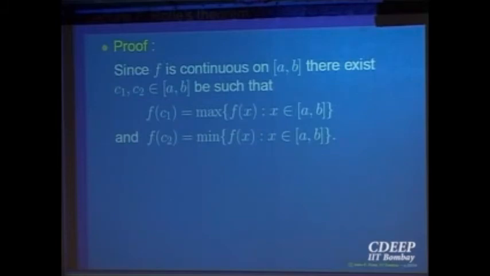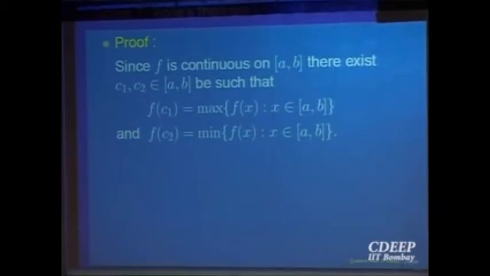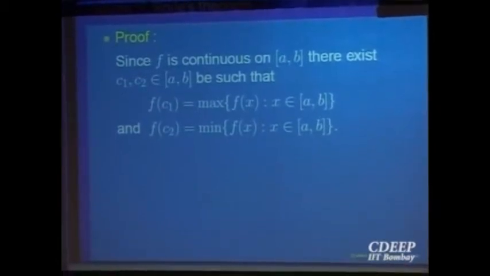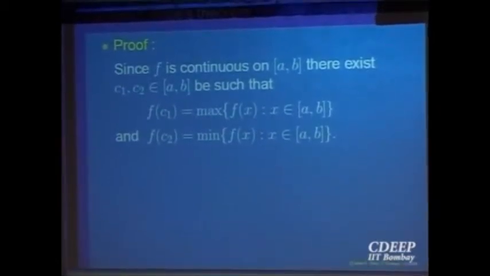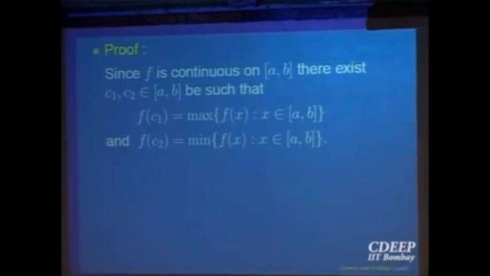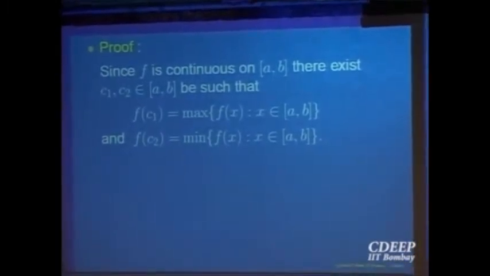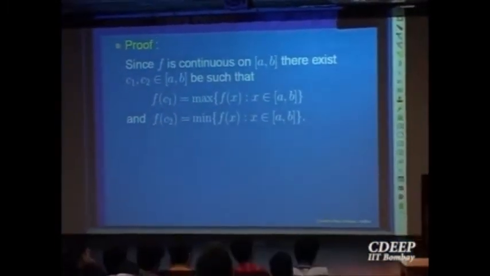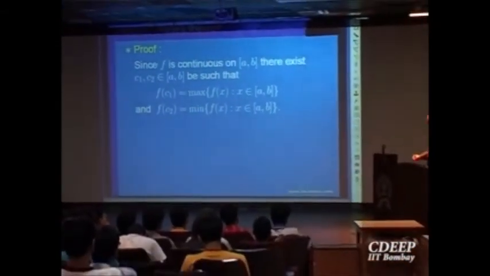That means c1 and c2 have to be endpoints. But at c1 the value is maximum, at c2 the value is minimum, and at the endpoints the values are equal. That is the second condition given to us: f(a) is equal to f(b). So what does that mean? That means the function must be a constant function, and hence the derivative at all interior points is equal to 0. So the proof is over.